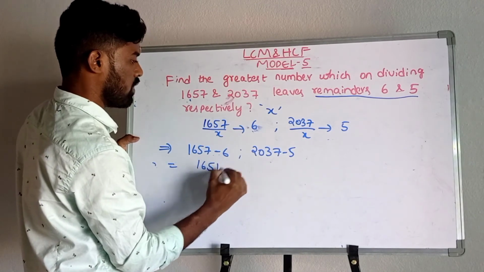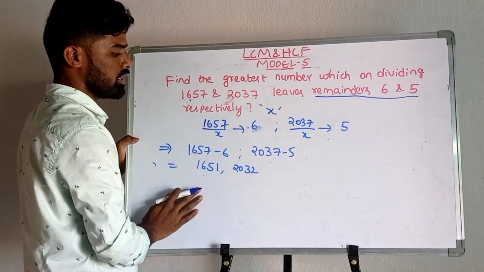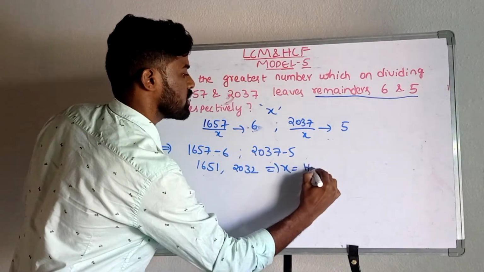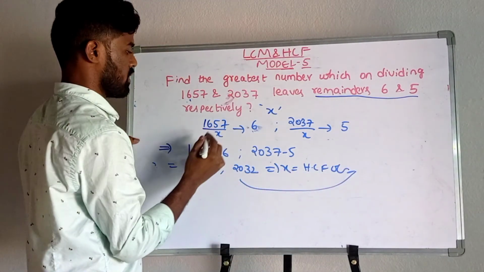1651 and 2032. These two numbers are completely divisible by x. That means x is the HCF of these two numbers. We have to find the HCF of these two numbers.